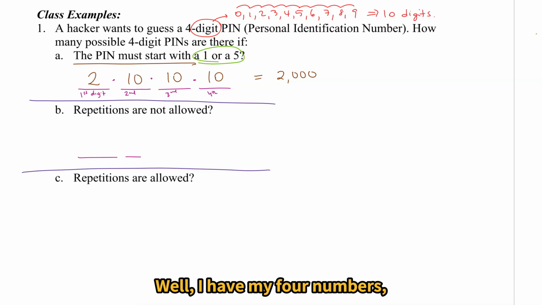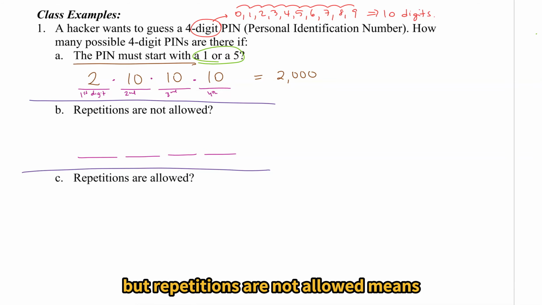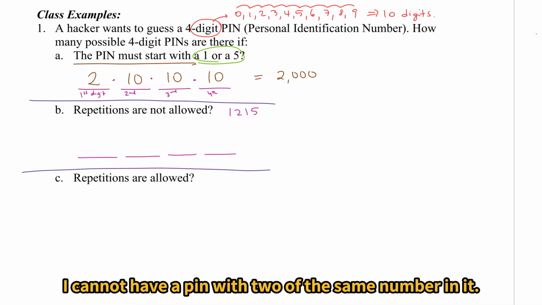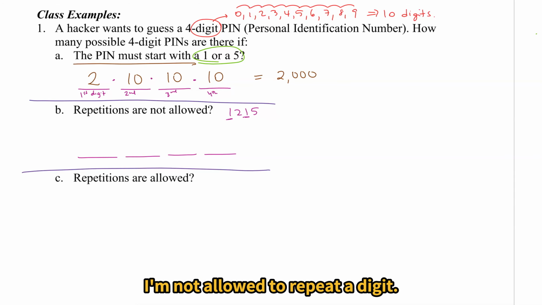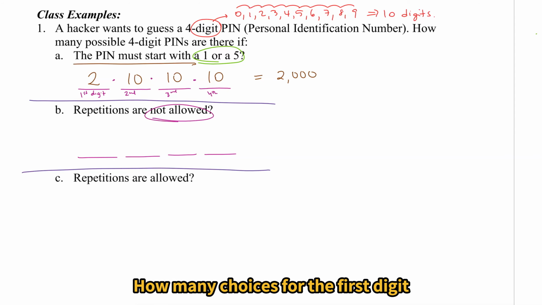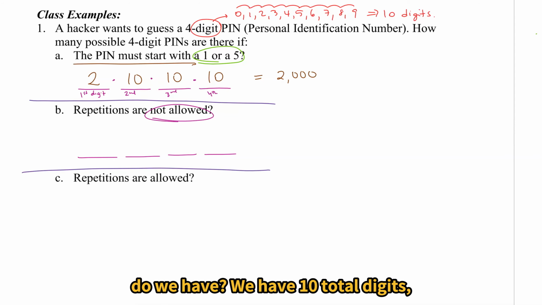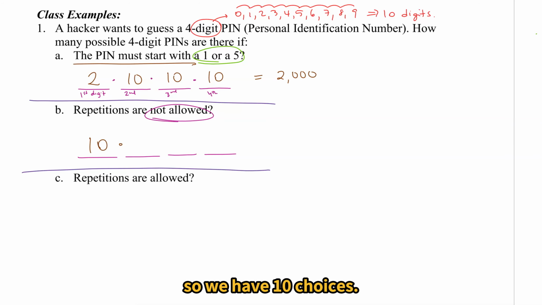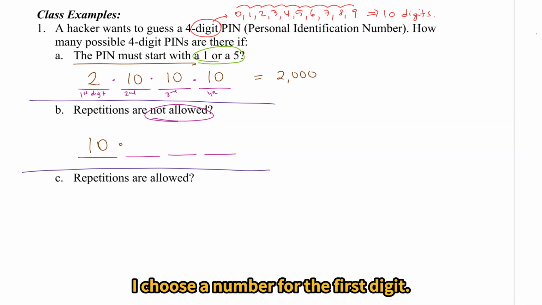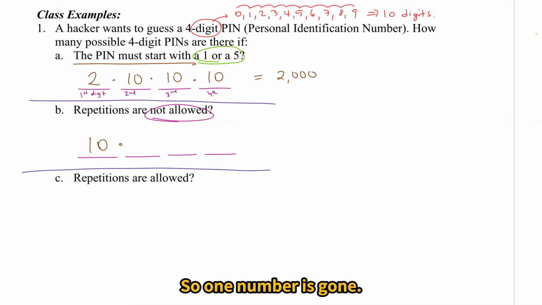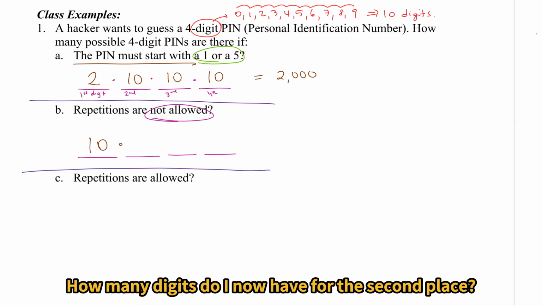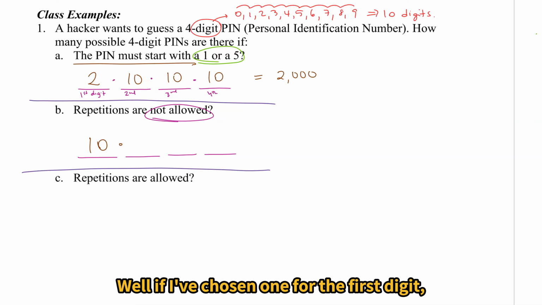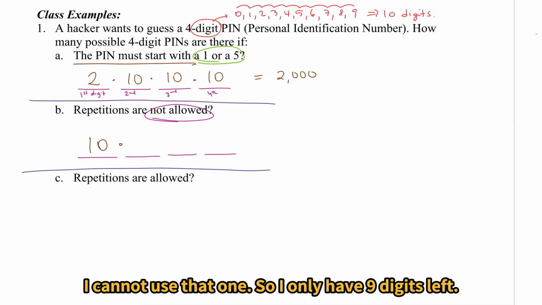In the next example, repetitions are not allowed. What does that mean? Well, I have my 4 numbers, but repetitions are not allowed means I cannot have a pin with 2 of the same number in it. I'm not allowed to repeat a digit. How many choices for the first digit do we have? We have 10 total digits, so we have 10 choices. I choose a number for the first digit, so 1 number is gone. How many digits do I now have for the second place? Well, if I've chosen one for the first digit, I cannot use that one, so I only have 9 digits left.